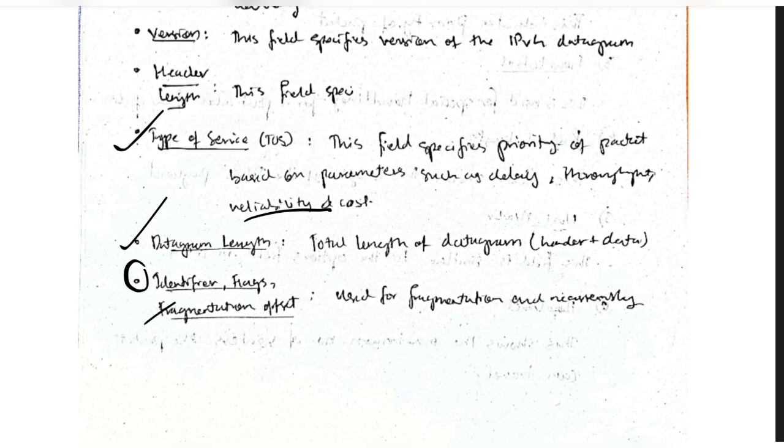And identifier and flags are used for different types of options in between, to switch on or switch off. That will be decided by the flags.